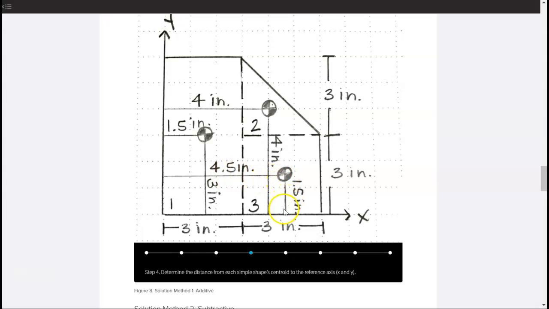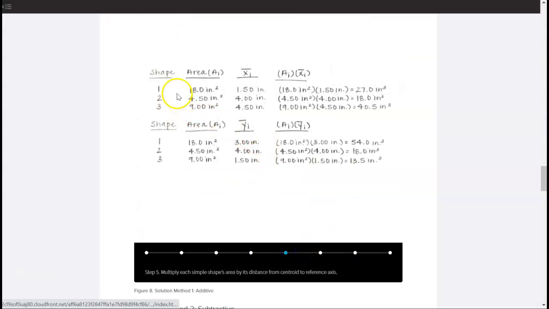And then down here, just 1.5. So you see that 1.5 here, and then 3. Okay. Next one is we're going to look at the area. So we found the area already.